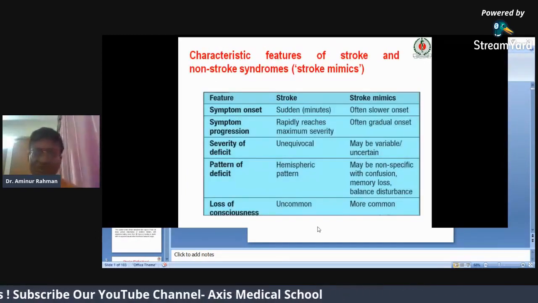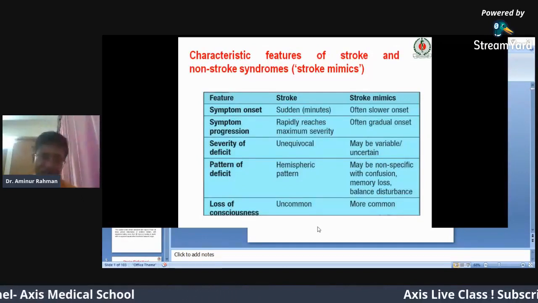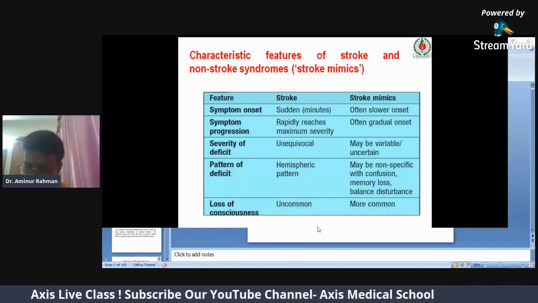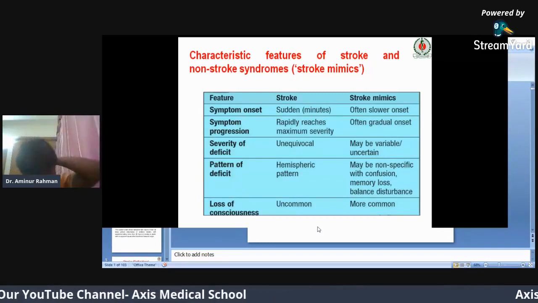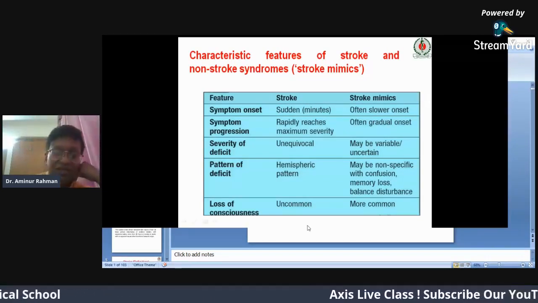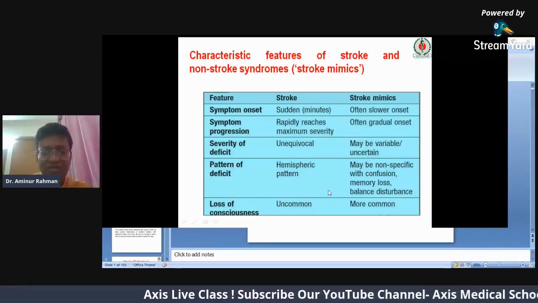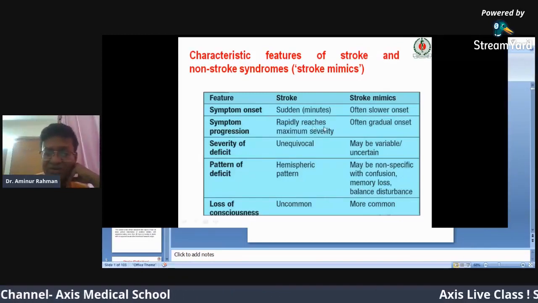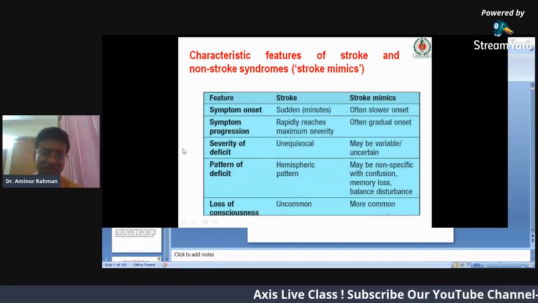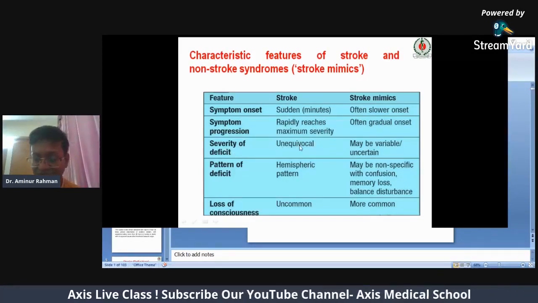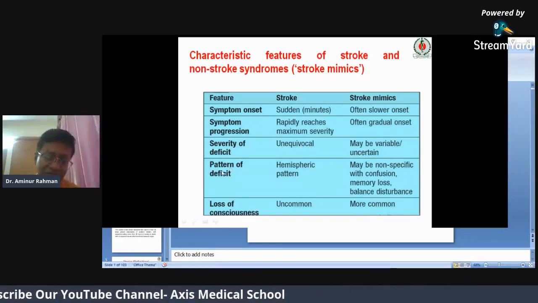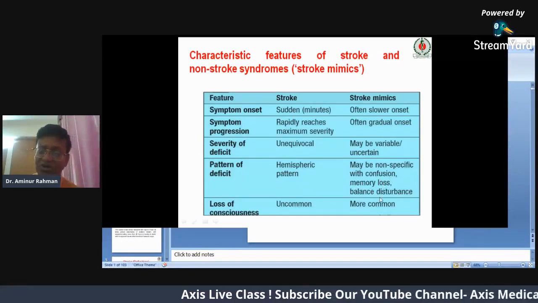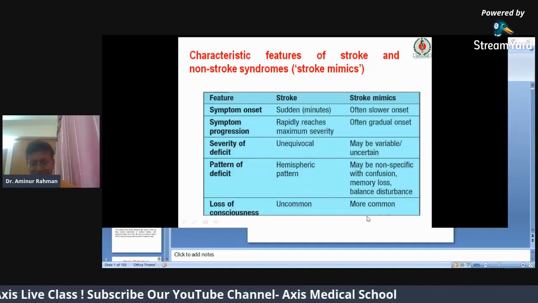What are the characteristic features of stroke and non-stroke syndrome? That is stroke mimic. You will hear this term stroke mimics several times in recent studies and recent treatment plans of stroke. What is the difference? Stroke is a symptom of sudden onset. Stroke mimic is often slow onset. Symptom progression rapidly reaches the maximum severity in stroke, often gradual onset in mimics. Severity of deficit is unequivocal in stroke, may be variable or uncertain in mimics. Pattern of deficit is hemispheric in stroke, it may be non-specific in mimics. Confusion, memory loss, and balance disturbance: loss of balance is uncommon in stroke and more common in mimics.